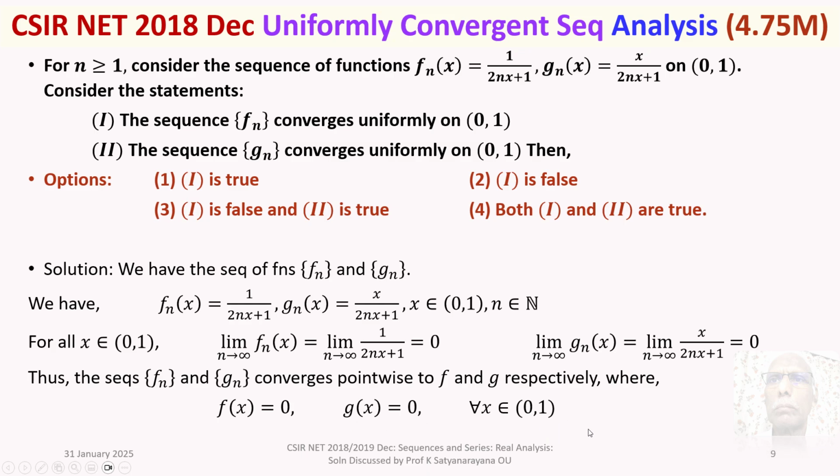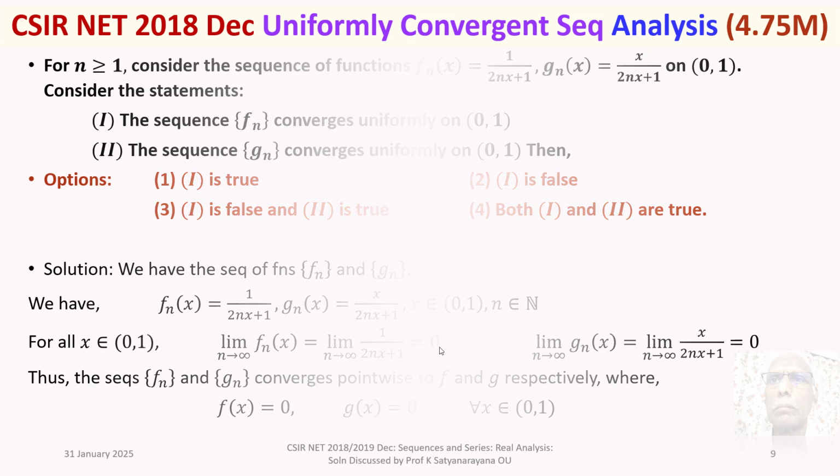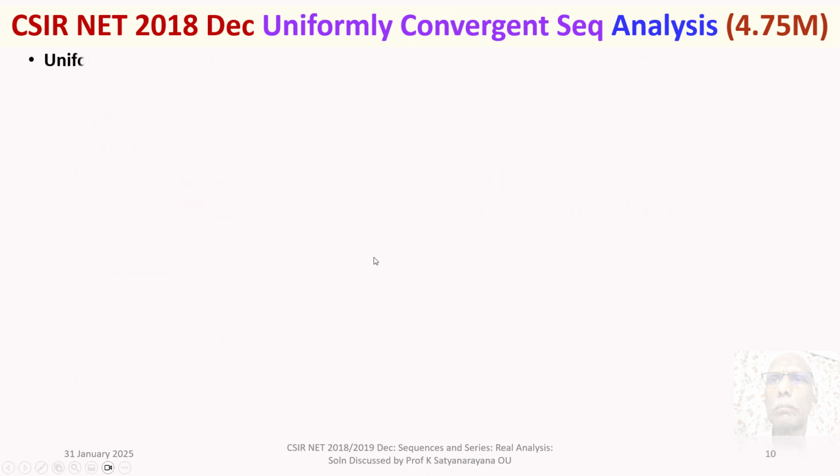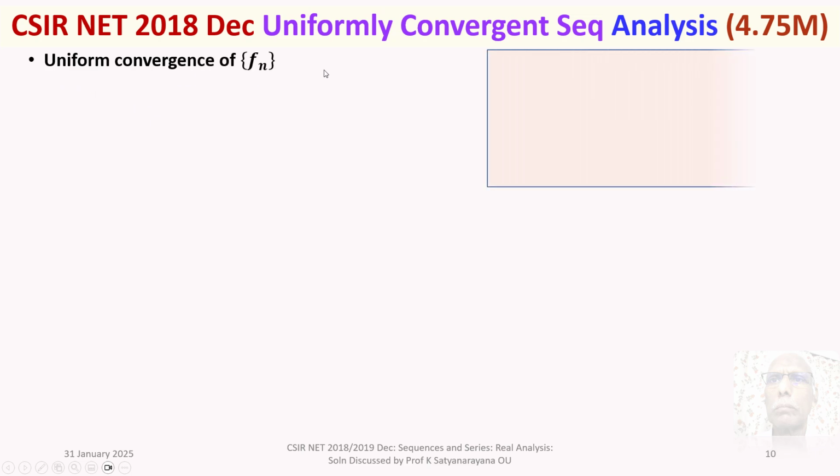That means they are 0 functions. Agreed. We move to the next slide for the discussion of uniform convergence. So we talk about the uniform convergence of fn first. For that, we recall a famous test for uniform convergence of a sequence of functions. This test is famously called the M test.